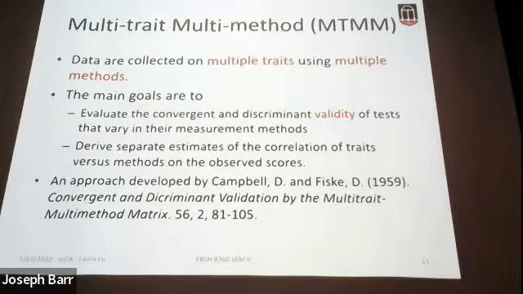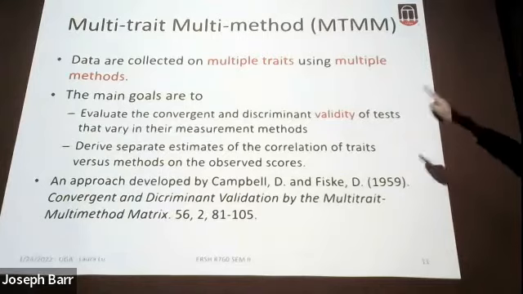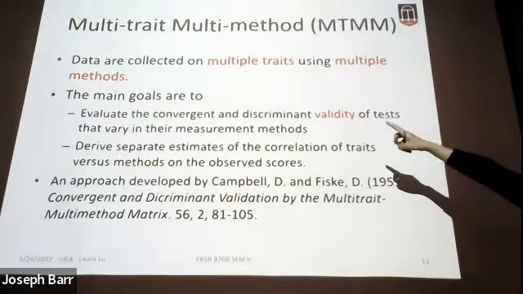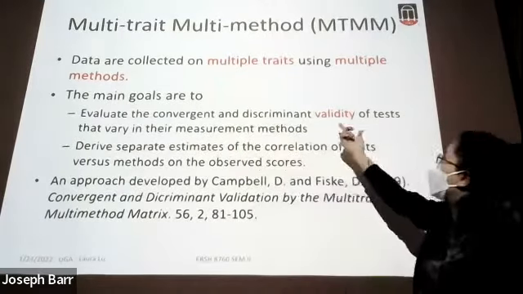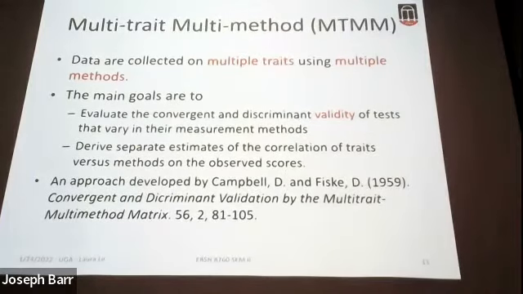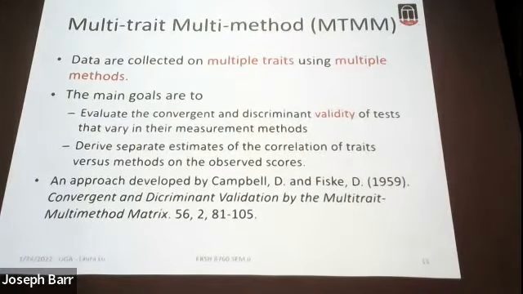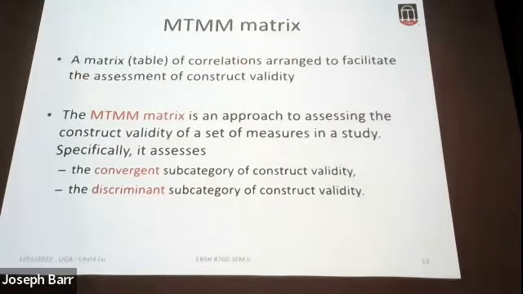Let's try to use a table called the MTMM table to apply those concepts to this example. It's called multi-trait, multi-method. We're trying to collect data on multiple traits by using multiple methods. By using this table, we look at the convergent and the discriminant validity. Also, we have the paper uploaded. So let's look at the matrix.